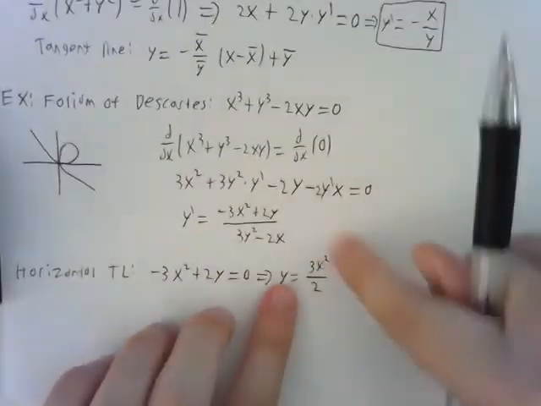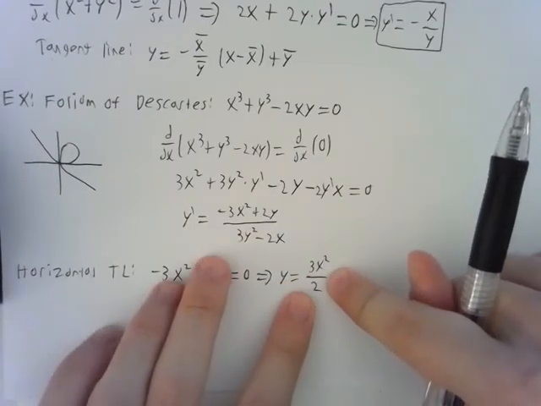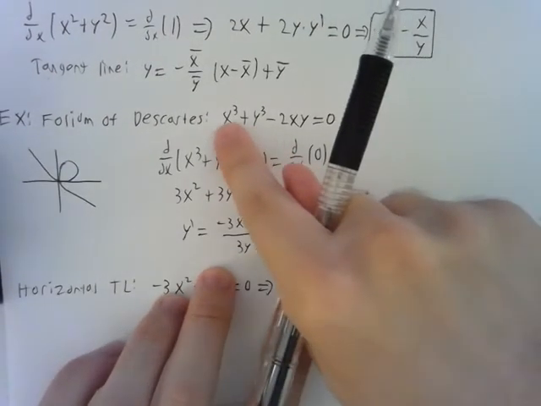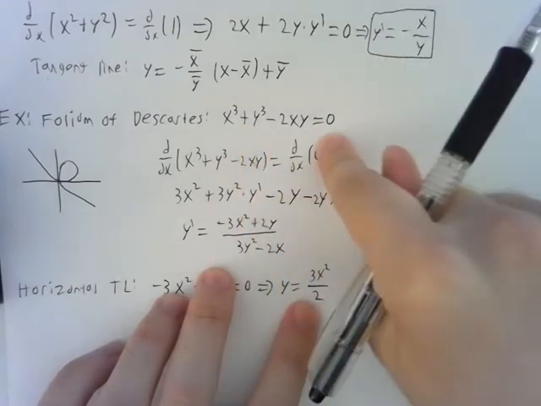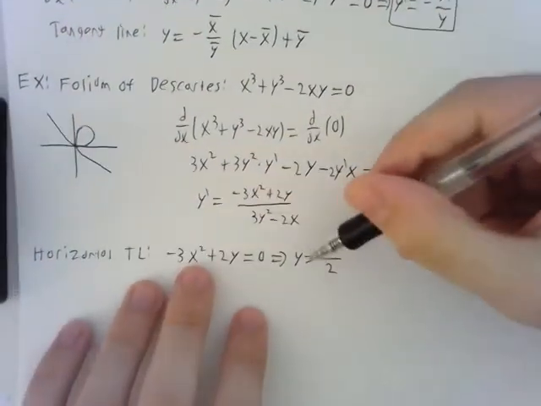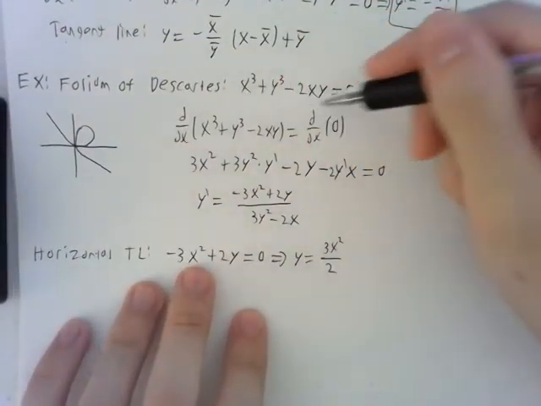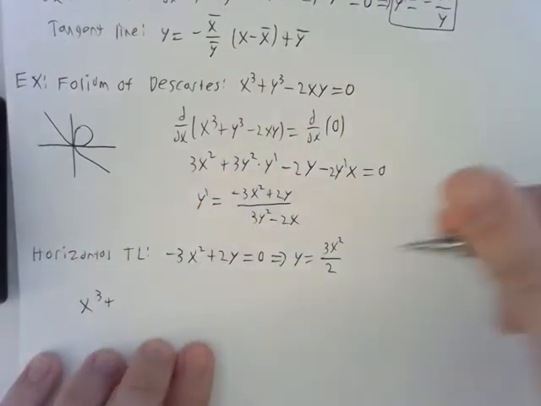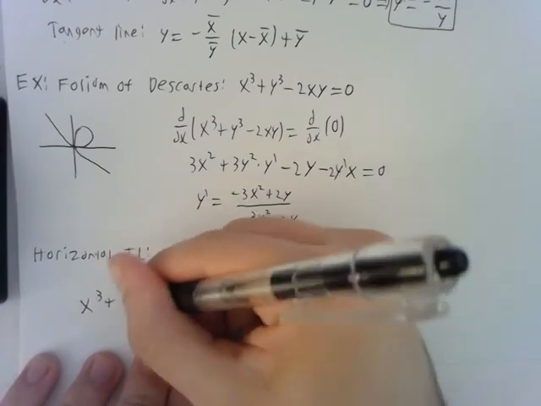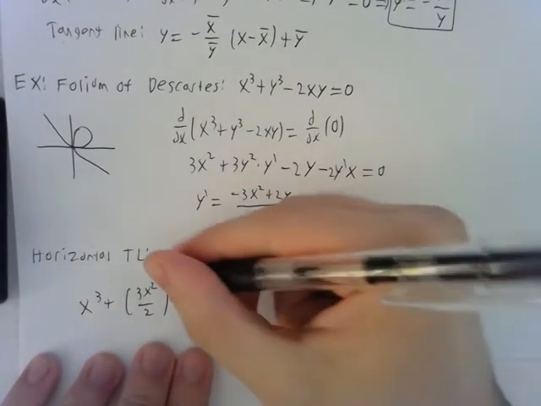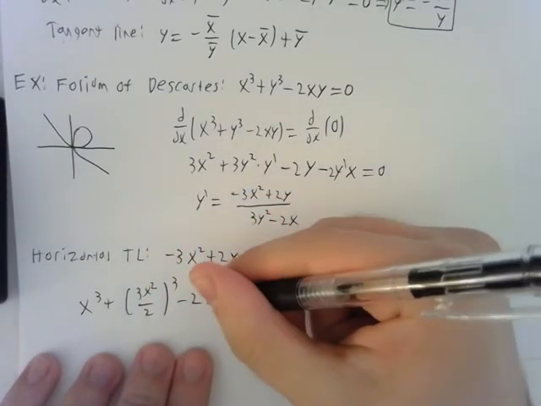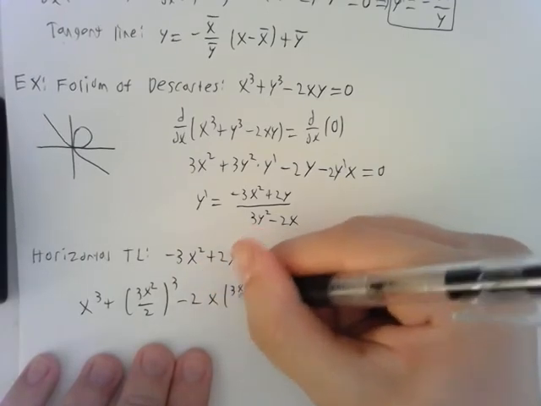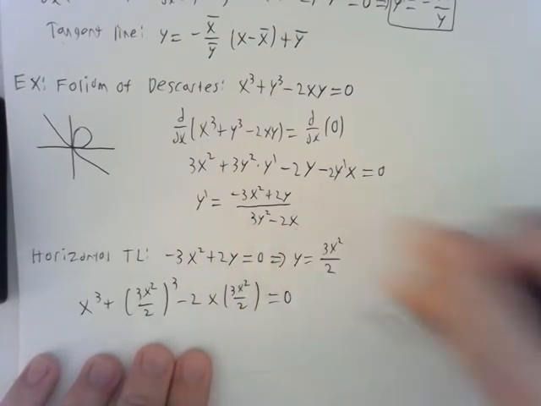So in order to do that, we need to see if y is equal to 3x squared divided by 2, what is the value of x so that this equation is satisfied. So let's plug in the value of y to this original equation for the graph. We get x cubed plus (3x squared over 2) cubed minus 2x times 3x squared over 2 should be equal to 0.